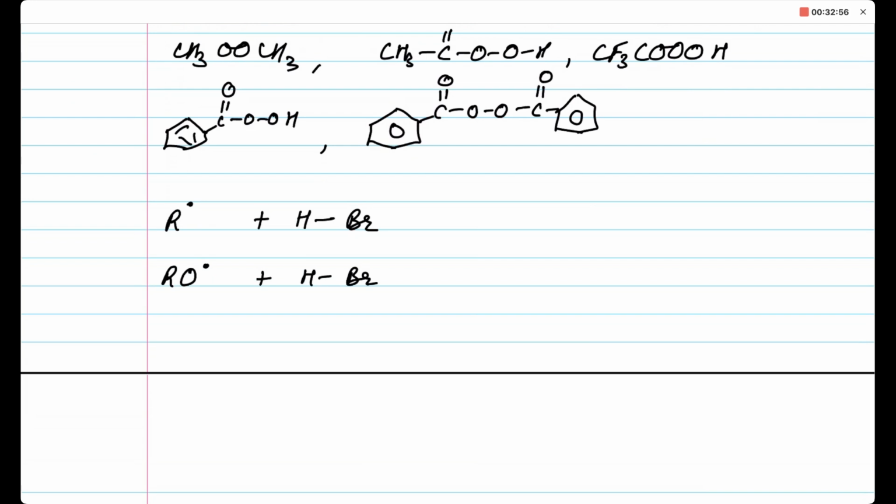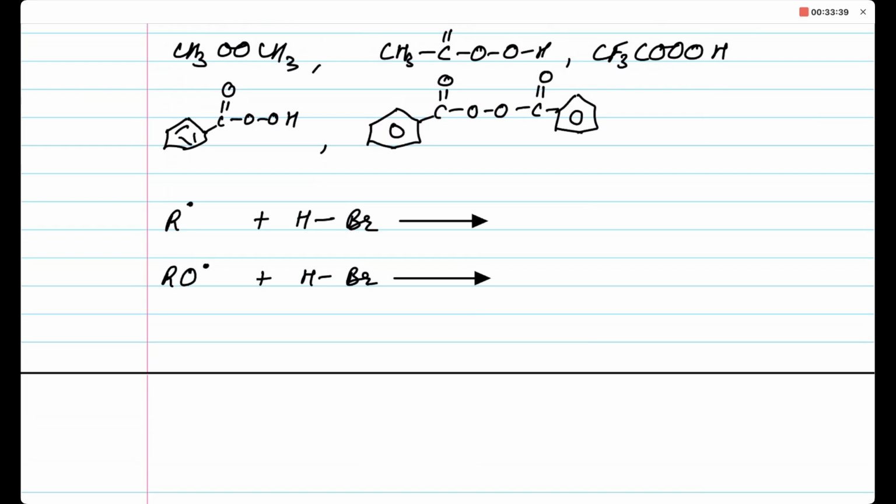So here we have R radical. Now here it is again a very important fact that the carbon hydrogen bond is stronger than the hydrogen bromine bond, while the carbon bromine bond is weaker than the hydrogen bromine bond. Similarly, the oxygen hydrogen bond is stronger than the hydrogen bromine bond, while the oxygen bromine bond is weaker than the hydrogen bromine bond. So it is very obvious that if the R radical attacks on hydrogen, or RO radical attacks on hydrogen, the reaction will take place. If they happen to attack on bromine, the reaction will not take place.